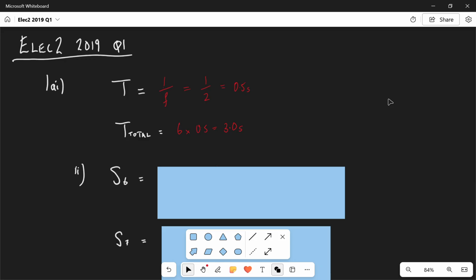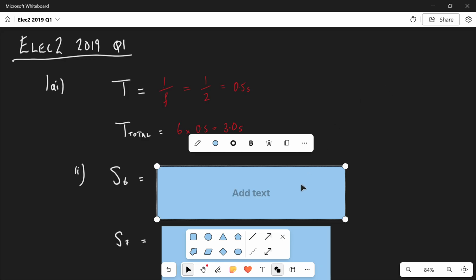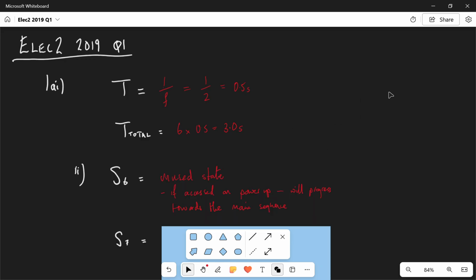Hopefully you can see S6, on the top left-hand part of our diagram, is attached to S5, which is part of the main sequence. That means this is called an unused state. If accessed on power up or start up, after one clock pulse S6 progresses to S5, and therefore we get into the main sequence. Unused states always eventually lead to the main sequence. So our answer is an unused state, if accessed on power up, will progress towards the main sequence.